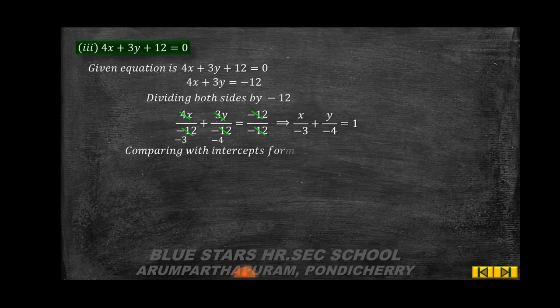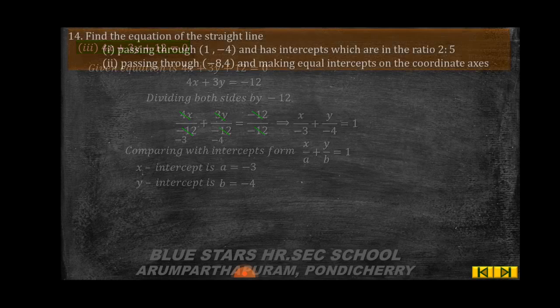Now it is in the form of intercept. So comparing with intercept form, x by a plus y by b is equal to 1, the x-intercept is a is equal to minus 3 and y-intercept b is equal to minus 4.